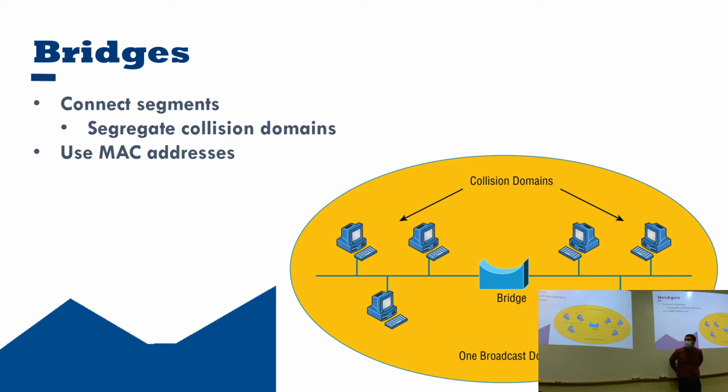And basically what these are going to do is have different segments of the network, and allow you to pass packets between them. But more importantly, it's going to segregate the different collision domains. So if you had one big collision domain, you could break it into multiple collision domains using a bridge. And of course, the way that it does this, it's all about the MAC address.